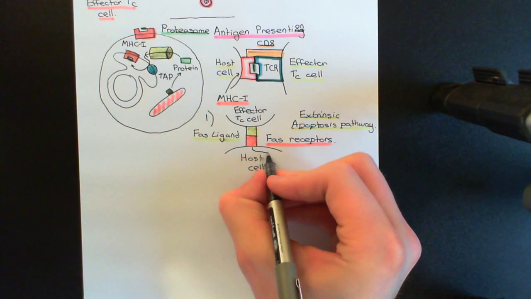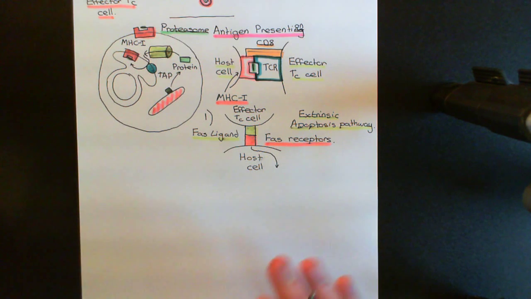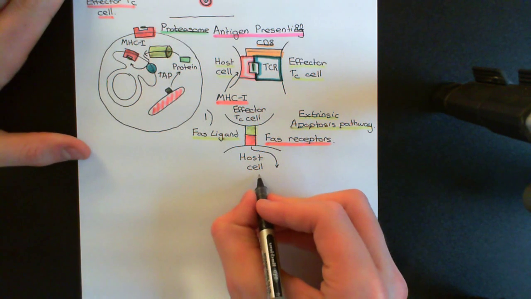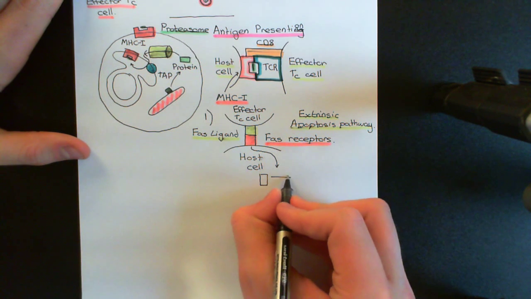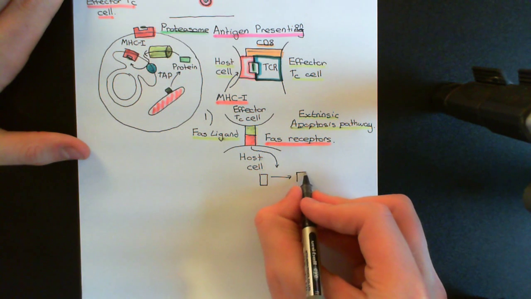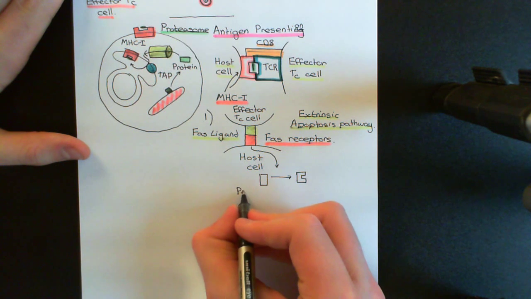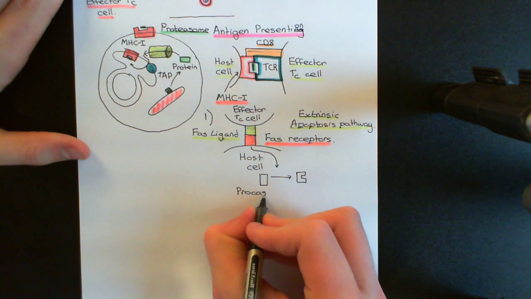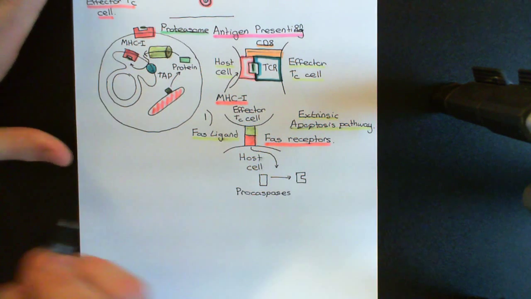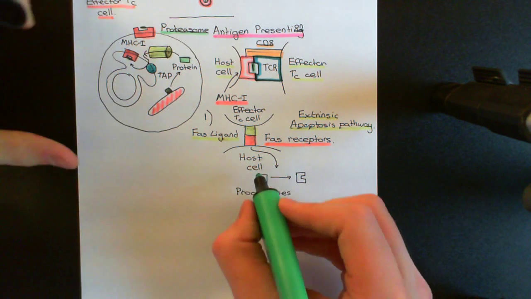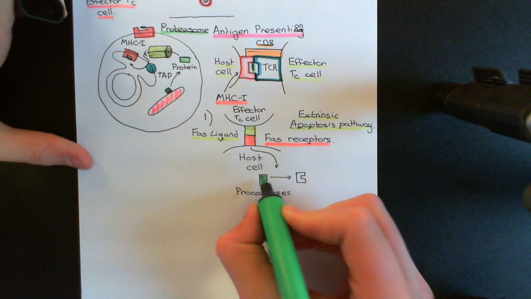This will result in the extrinsic apoptosis pathway occurring inside the host cell, and overall what this results in is the activation of procaspases to caspases. Remember, in order for apoptosis to occur, you have to convert inactive precursor enzymes inside all cells, known as procaspases. This rectangle here denotes the procaspase, an inactive precursor to a caspase enzyme.